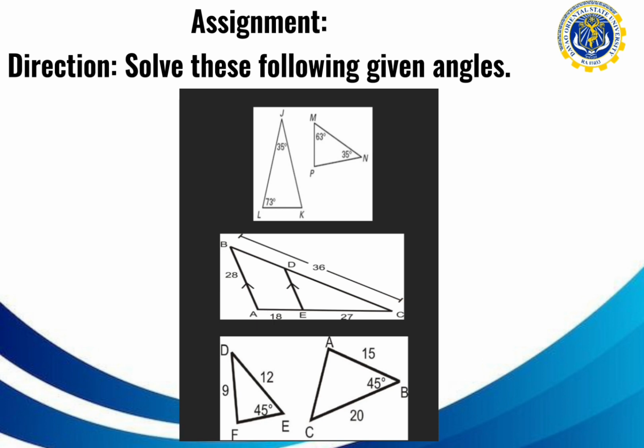And now, for you to be able to enhance what you've learned about our lesson for today, let's have our assignment.